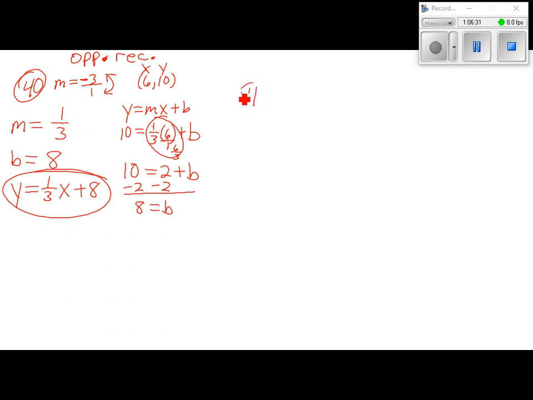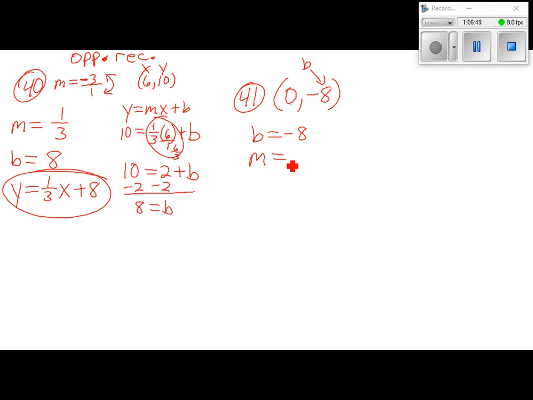41, they made it a little easier on us because they gave us this point, 0, -8. Well, if that's -8 and this is 0, that is our y-intercept. So we know our b is -8. Now all we've got to do is find the slope of this new line.